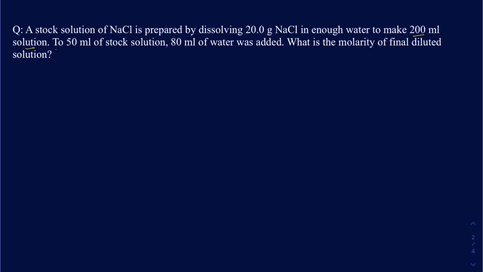So what's going to be your stock solution? Your stock solution is the one made by adding 20 grams of sodium chloride in a solution of 200 milliliters. To that stock solution, we add 80 milliliters of water, and then we're trying to figure out what the molarity is going to be for the final diluted solution.